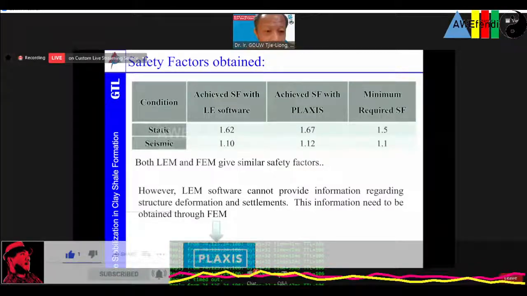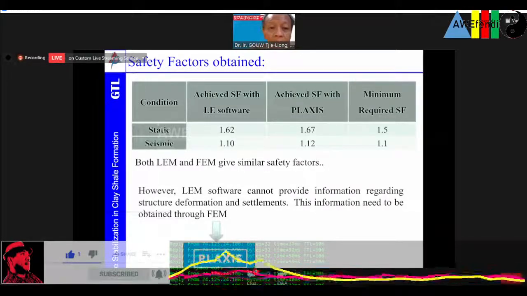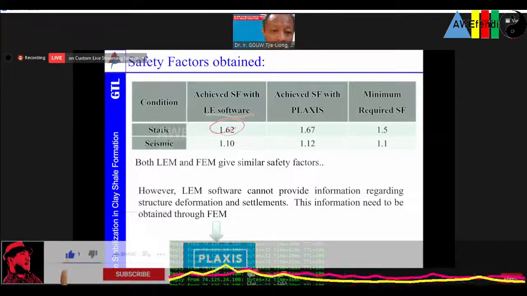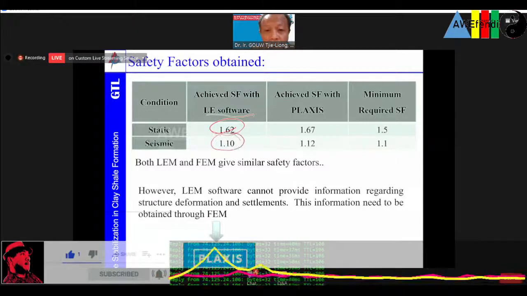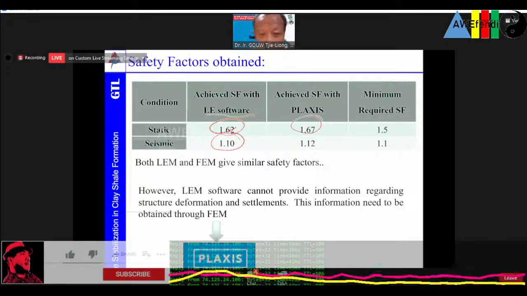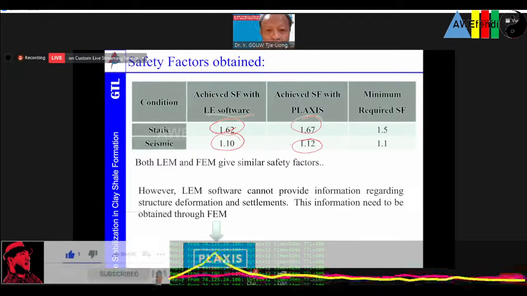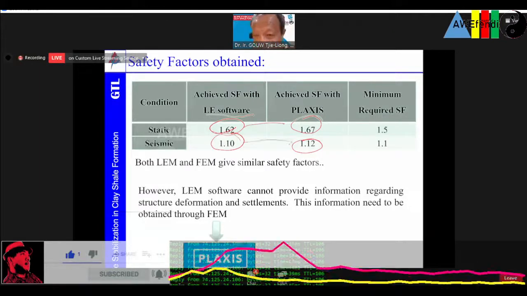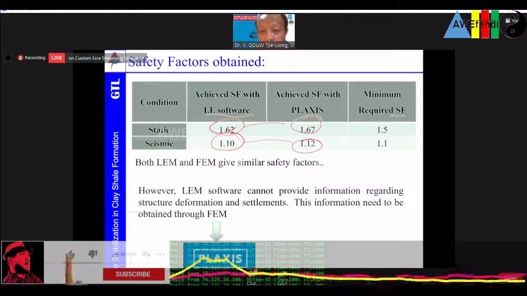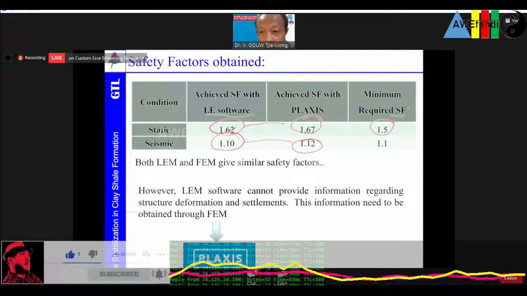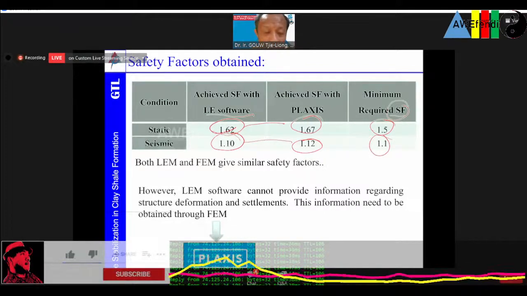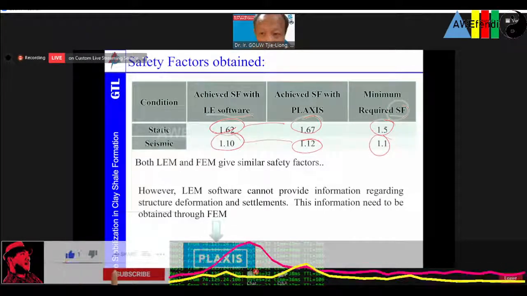What we achieved from the design is that the safety factor with the limit equilibrium software under static condition is 1.62, and under seismic condition is 1.1. With Plaxis software it is about 1.67, and then the seismic condition was 1.12. Not very far different. It's a relatively good match. The minimum safety factor required is around 1.5. This is what is required by the code, 1.5 and 1.1. So it gives similar safety factors and satisfies the requirement.